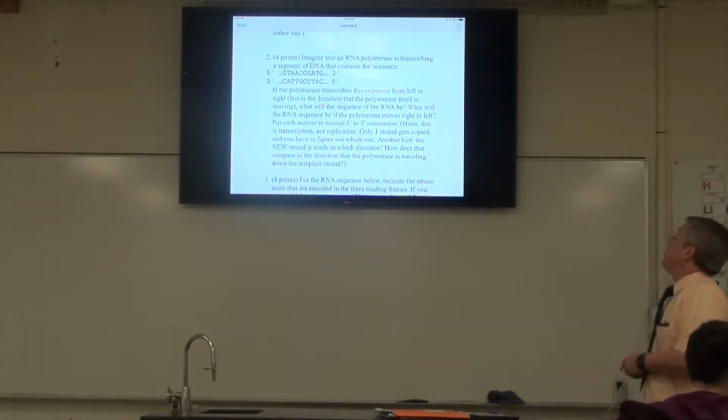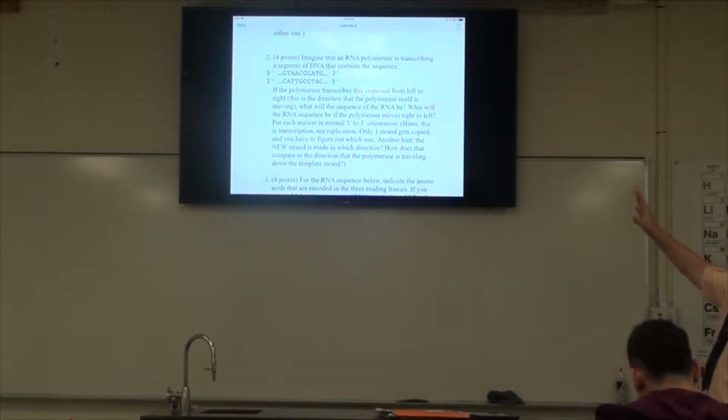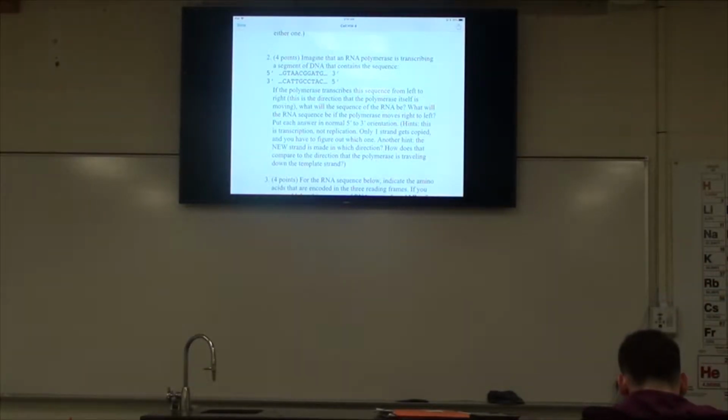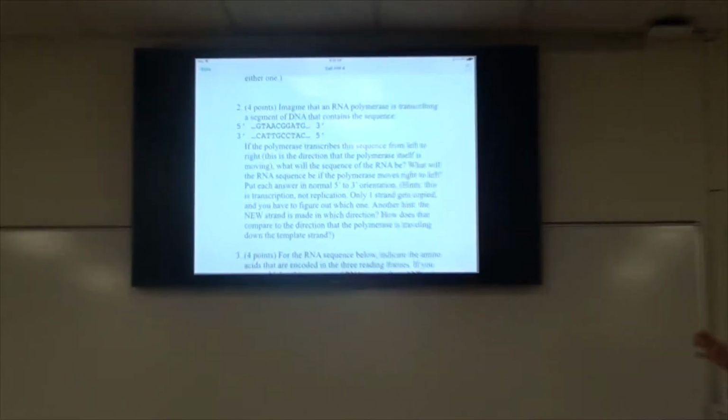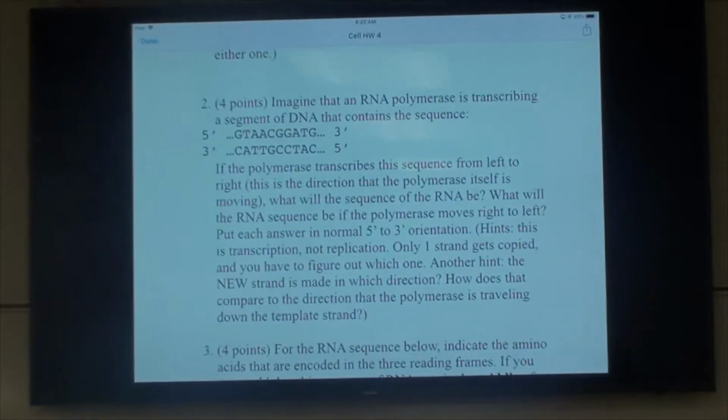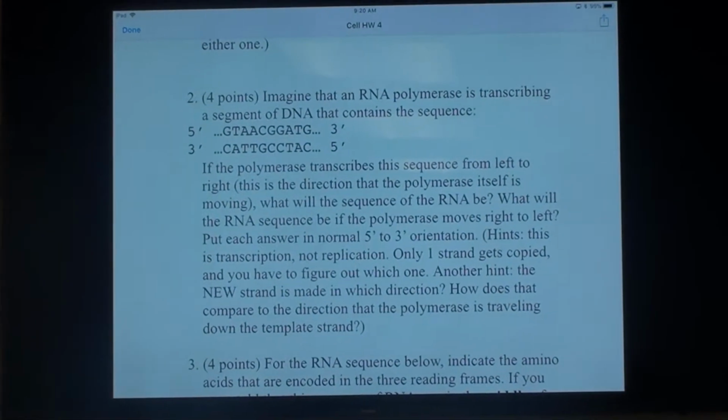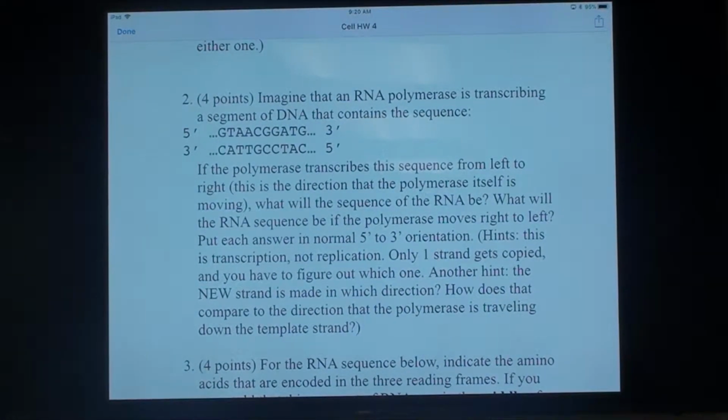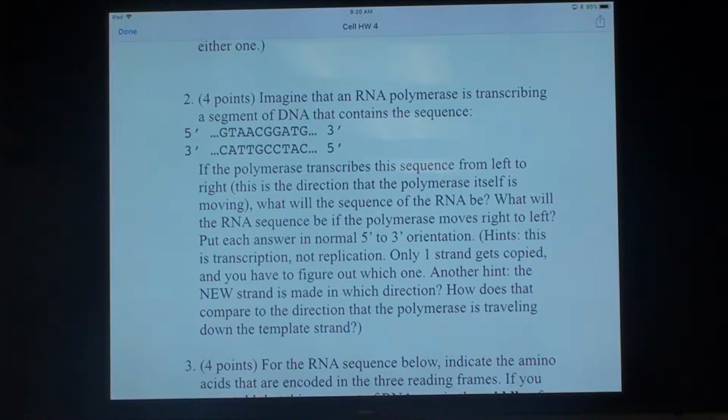All right, so the polymerase is transcribing this piece of DNA. It's only copying one strand, and the polymerase is moving from left to right, so it's moving on the screen from left to right. The new strand it makes goes from 5' to 3'. So if the new strand goes from 5' to 3', it's actually moving down the 3' to 5' strand.